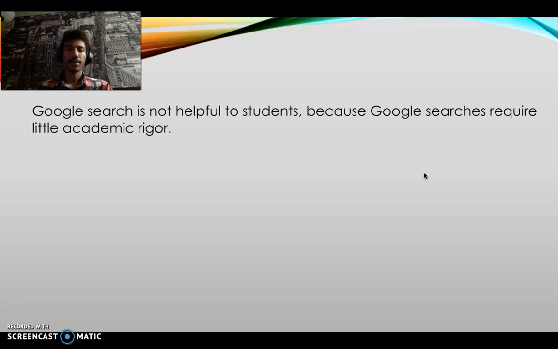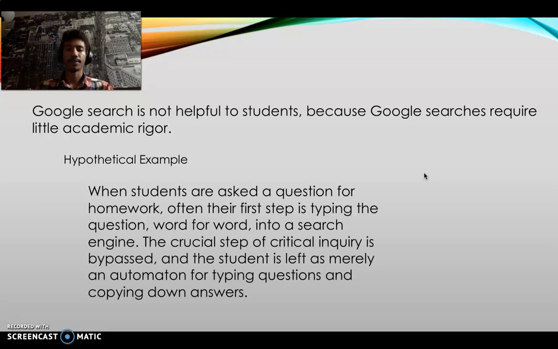Alright, let's check out a hypothetical example that I have. My full topic sentence will look like: a Google search is not helpful to students because Google searches require little academic rigor. The example I have for you is not a real example, but it is something that you can imagine happening. That's what hypothetical is.